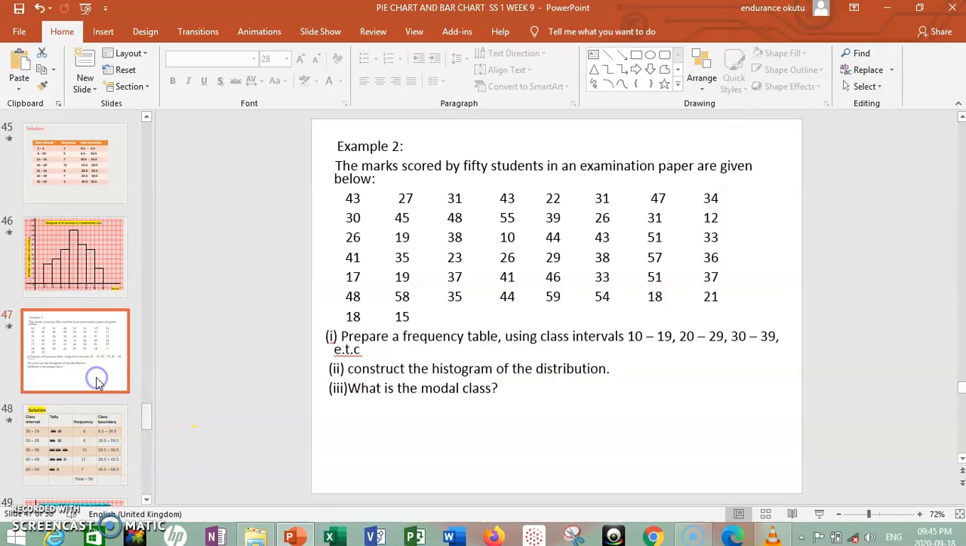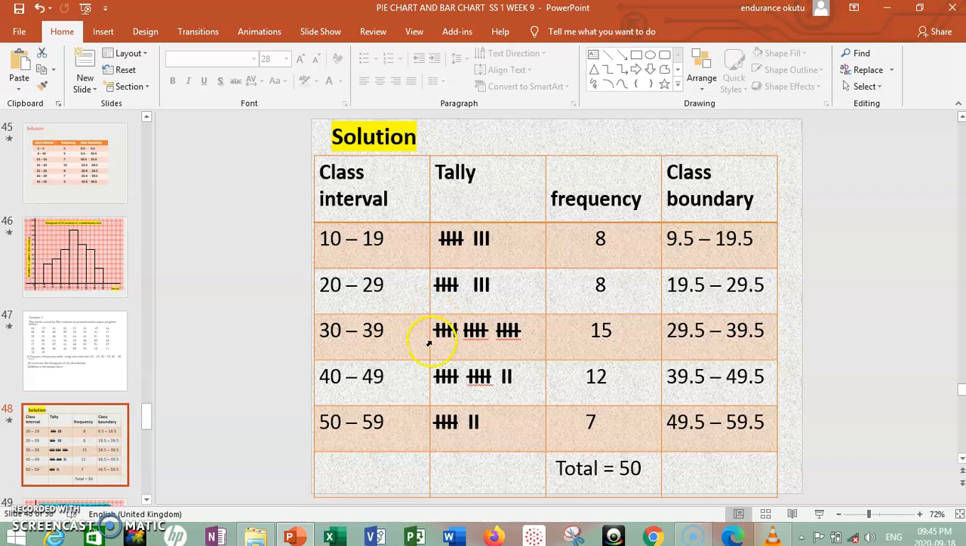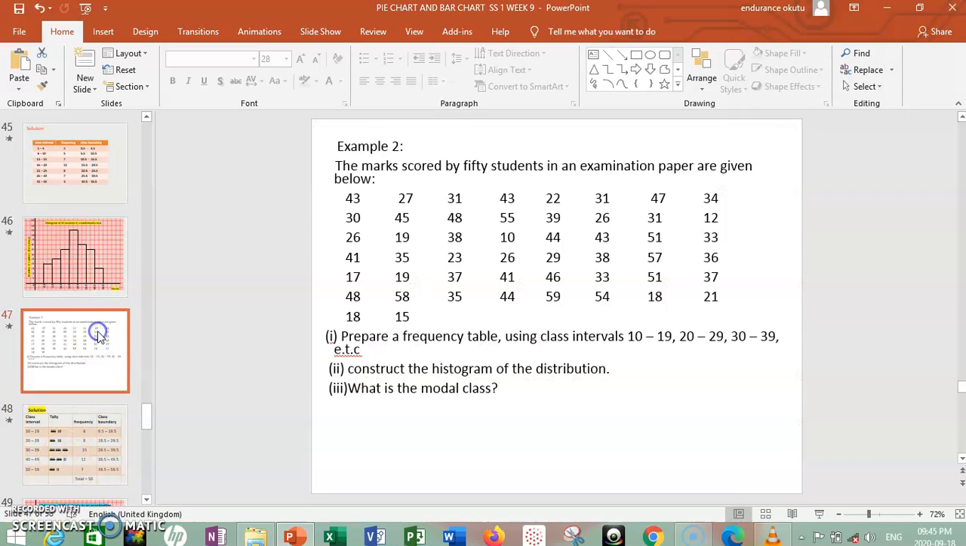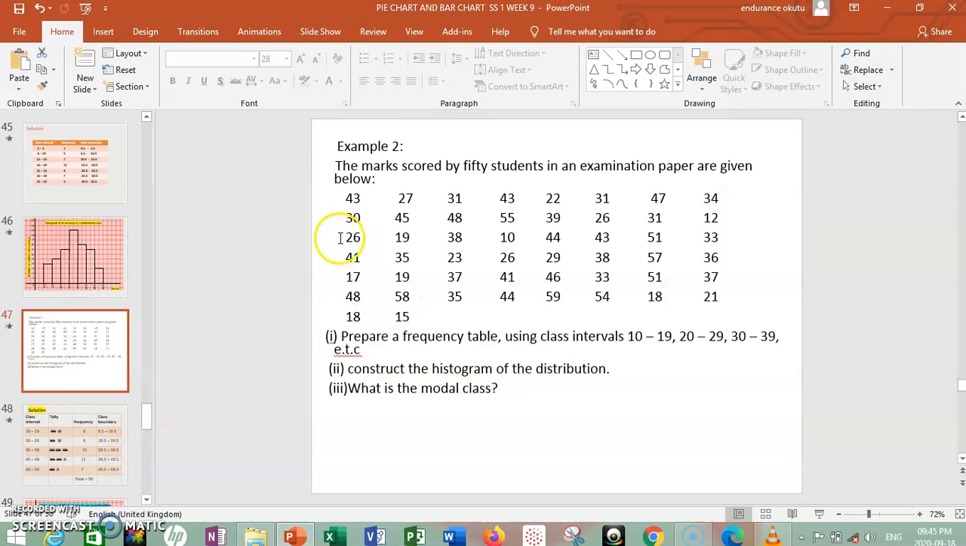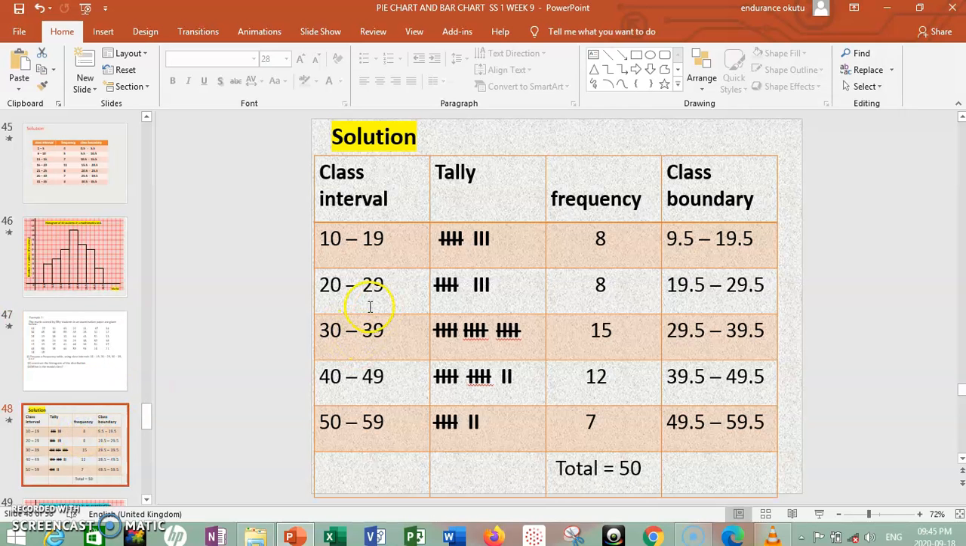Now the tally, when we have 43, look at it here. 43, we put 1 stroke. 30, we come to where 30 is. See 30 here, put 1 stroke. Please, that's what you do, so to avoid error. 26, you come. 26 falling here, you put 1 stroke.